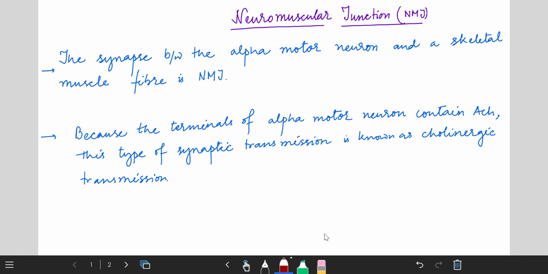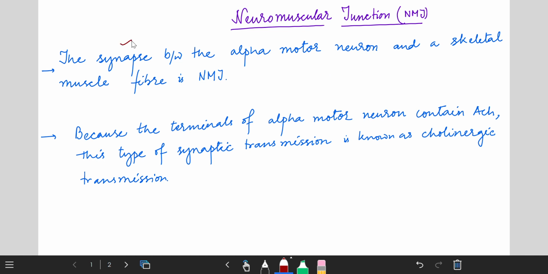Today we will understand about the neuromuscular junction, or the space between neuron and muscle fiber. The synapse between an alpha motor neuron and a skeletal muscle fiber is known as the neuromuscular junction.